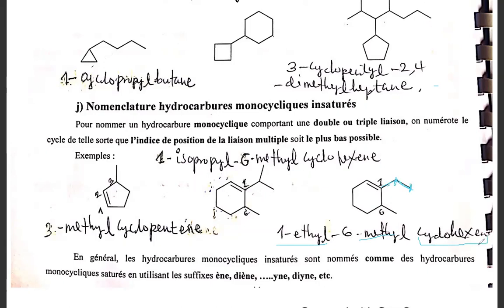In the same sense, we will not give the position of the double bond. We decide not to give it, but you can also decide to position the double bond. If it's at position 1, you can position it there. If it's at position 2, you position it there. Is it clear? So therefore, this hydrocarbon will be called ethyl methyl cyclohexene.